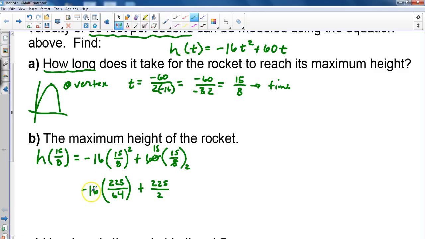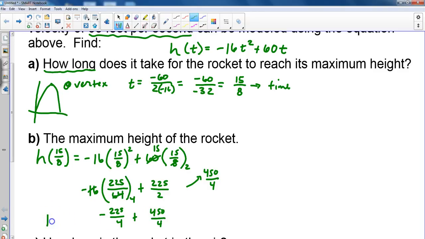Same thing over here. We can simplify this expression. Divide it by 16, that ends up being a 1. Our denominator over here ends up being a 4. So we get negative 225 over 4. And we're going to add that to, now we need a common denominator. So this guy, 225 over 2, double both terms, the numerator and the denominator. So we end up with 450 over 4. So we're going to add 450 over 4. And from there, it's just simplification.